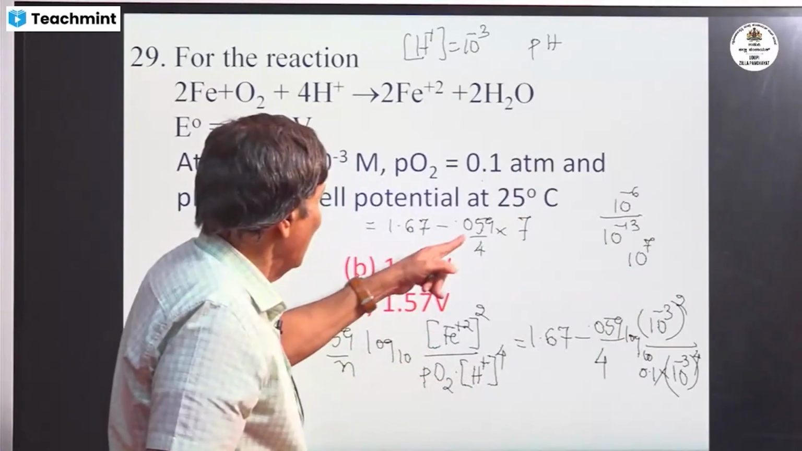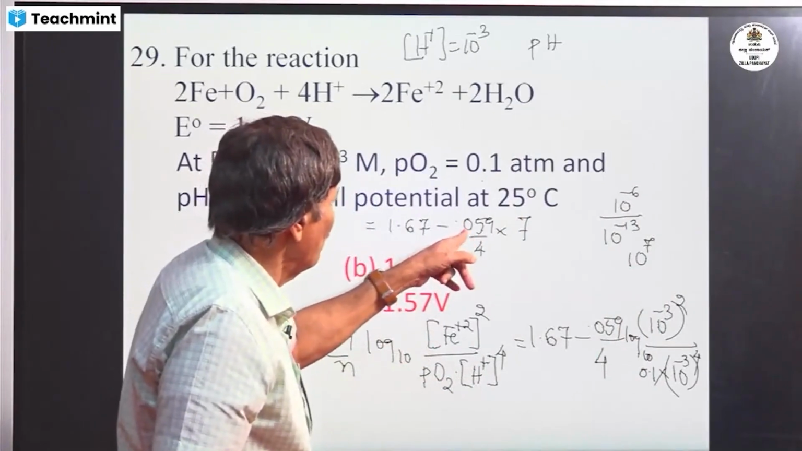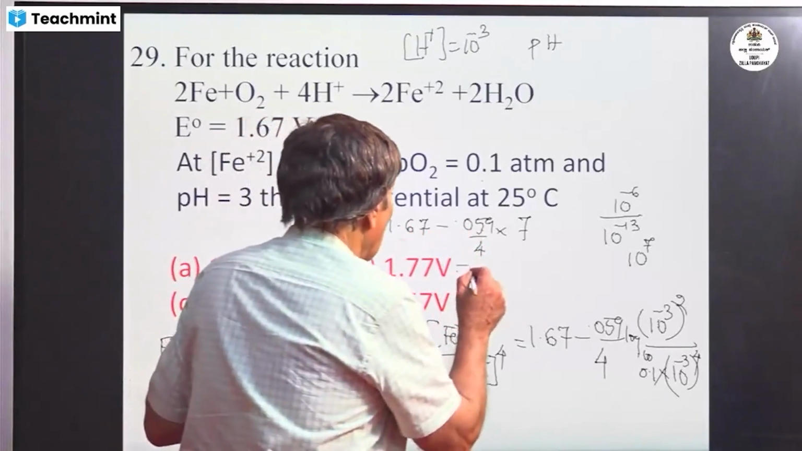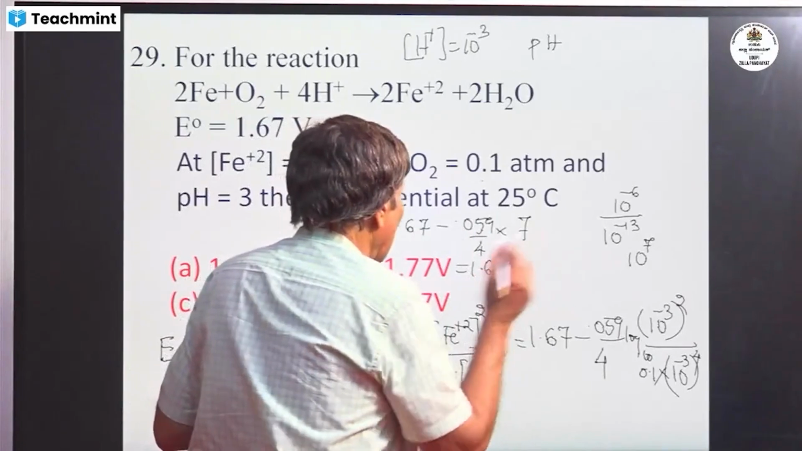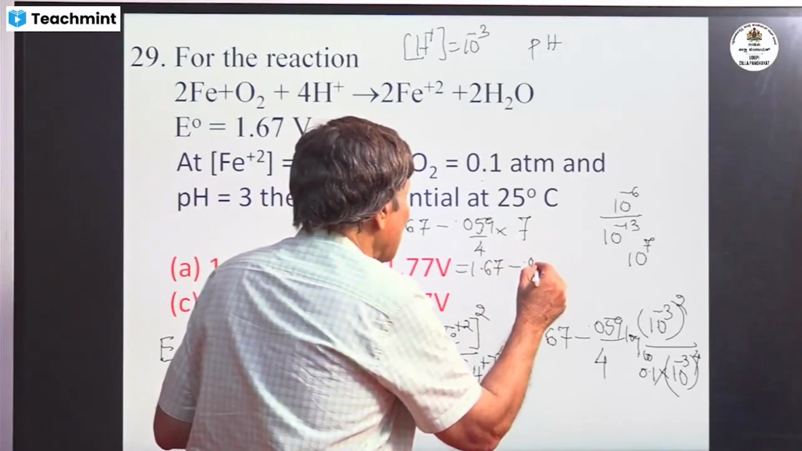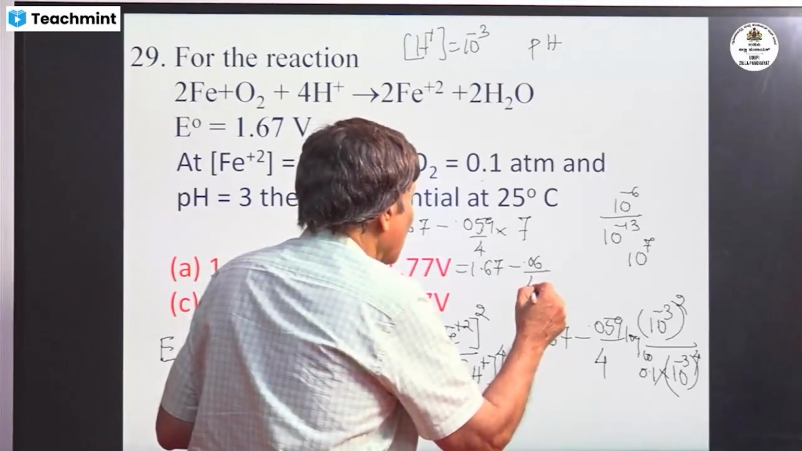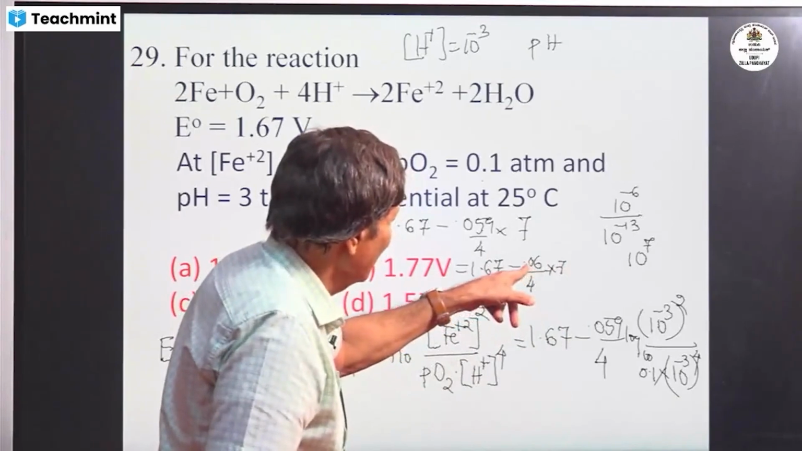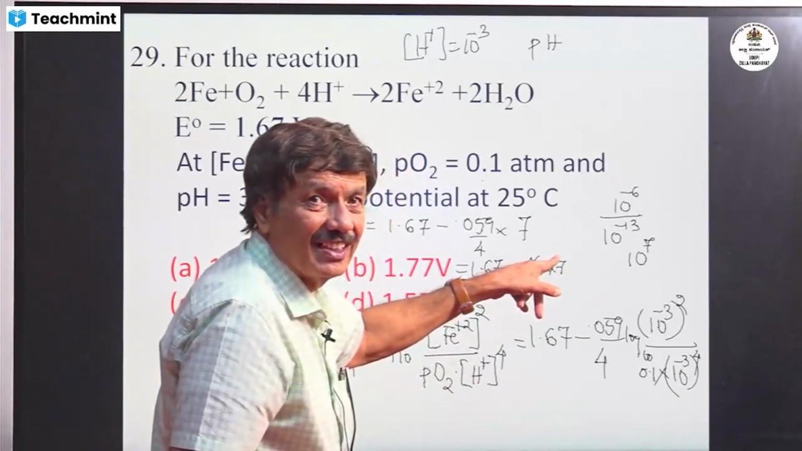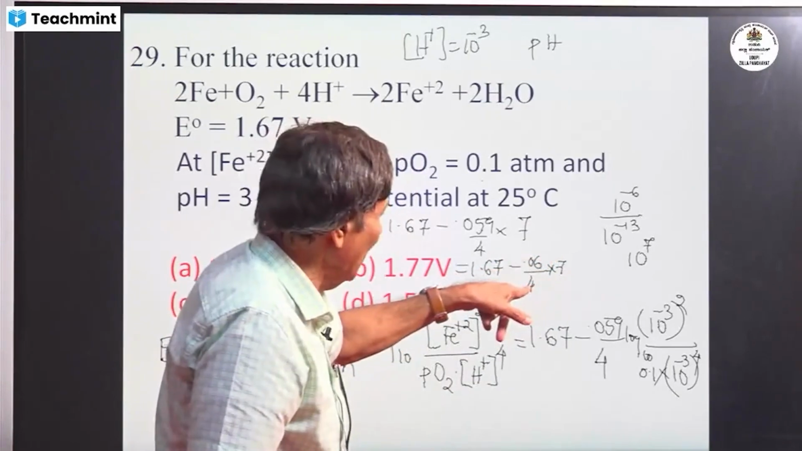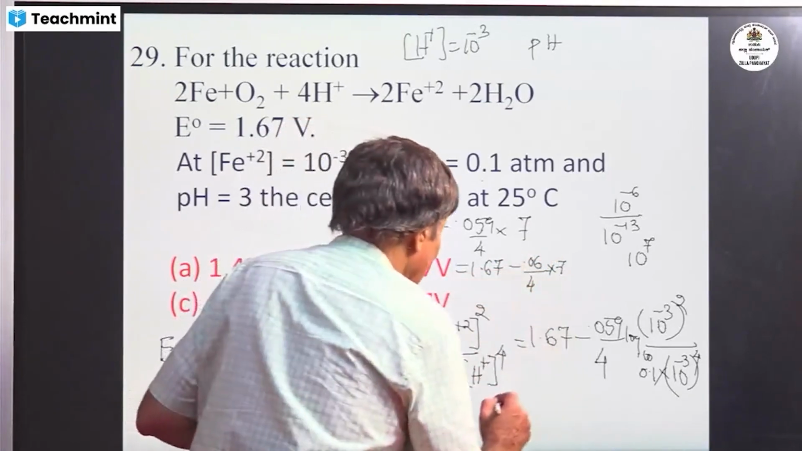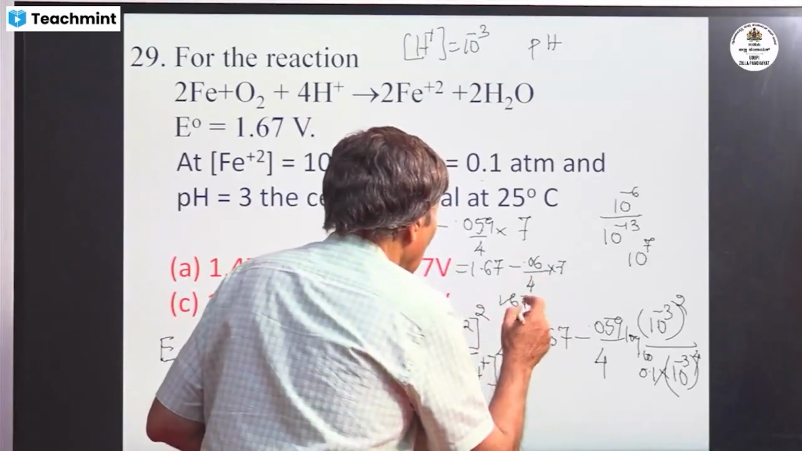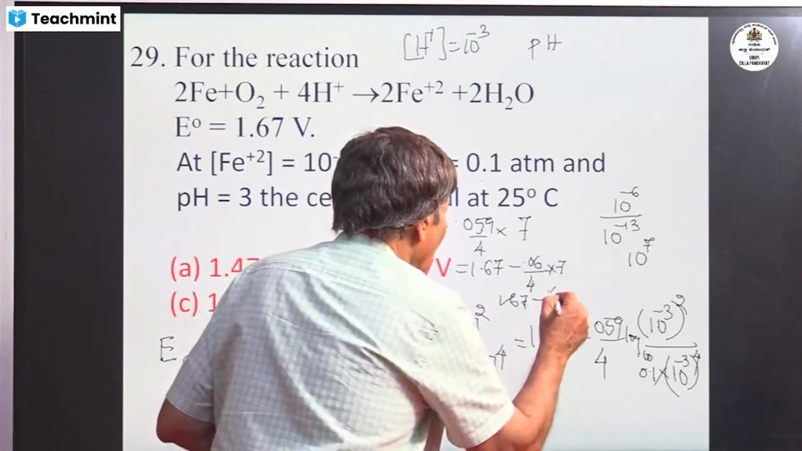You take it as 0.06, approximation. 1.67 minus 0.06 by 4 into 7. How much is 0.06 into 7? 0.42. 0.42 by 4. So 1.67 minus 0.42 by 4.